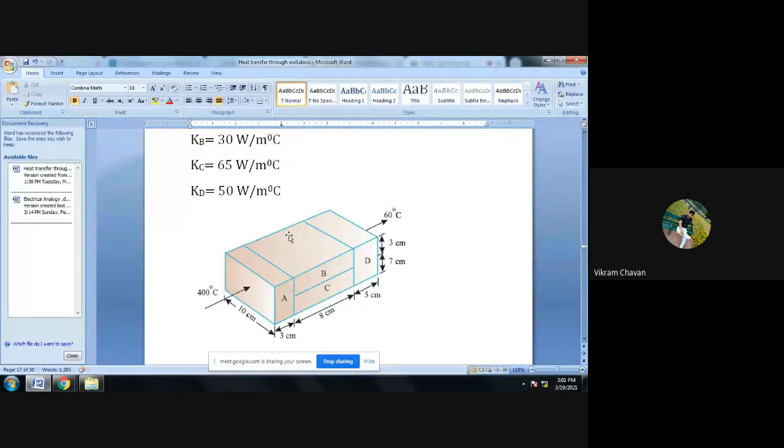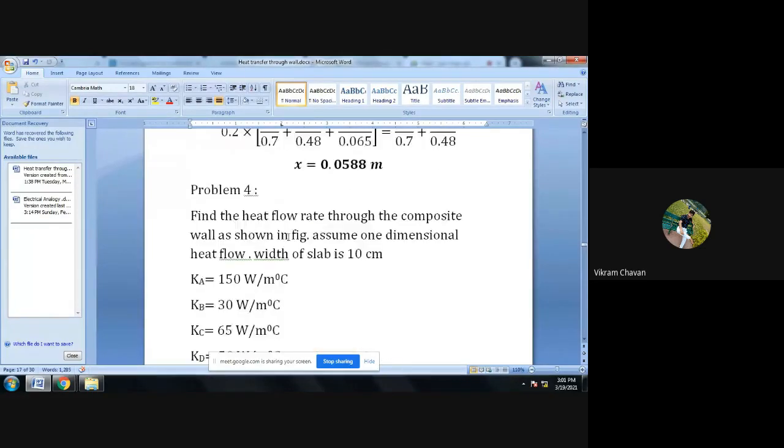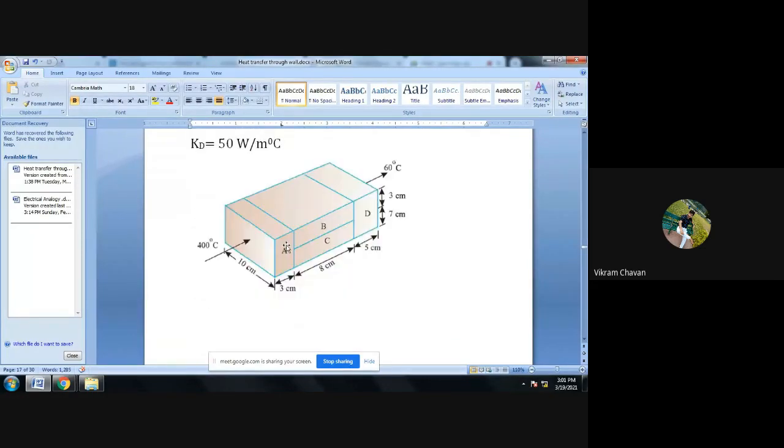In the last lecture, we discussed this particular problem on a composite wall, and I think this problem is very important for the GATE examination and competitive examinations for mechanical engineering. Take any examination, you'll find such types of problems from the heat transfer subject.